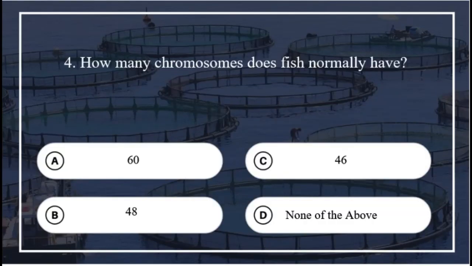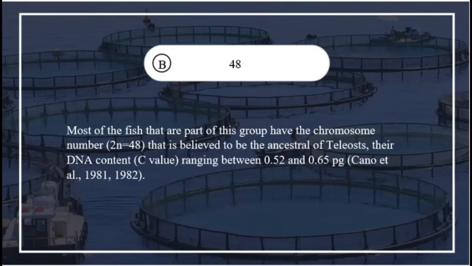4. How many chromosomes does a fish normally have? A. 60. B. 48. C. 46. D. None of the above. Answer: B. 48. Most of the fish that are part of this group have the chromosome number 2n equals 48, that is believed to be the ancestral of teleosts. Their DNA content, C value, ranges between 0.52 and 0.65 pg, Cano et al., 1981, 1982.